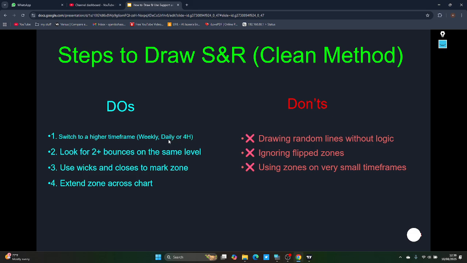If you're a day trader, holding trades within the day or 2 days, you're supposed to use your daily as your highest time frame to draw your support and resistance. Weekly is for swing traders, and also monthly, 3 months, and sometimes some position traders go up to 6 months or 1 year. So number 2, look for 2 or more bounces on the same level. Look for at least 2 minimum bounces on the same level.